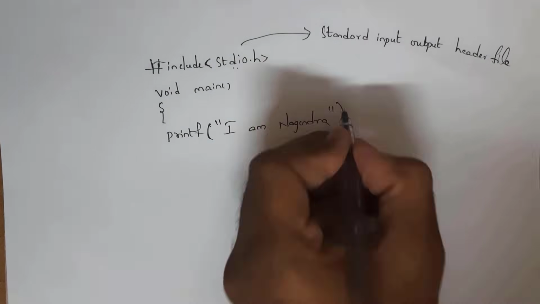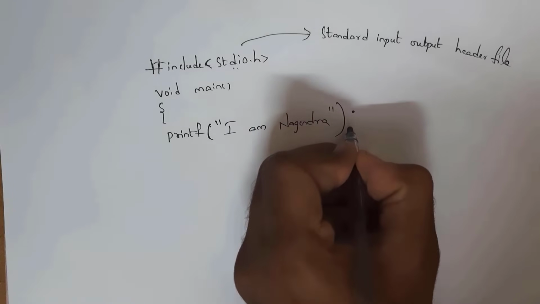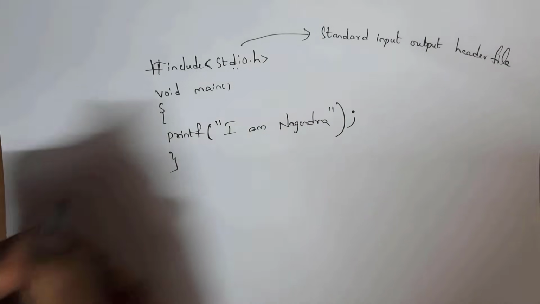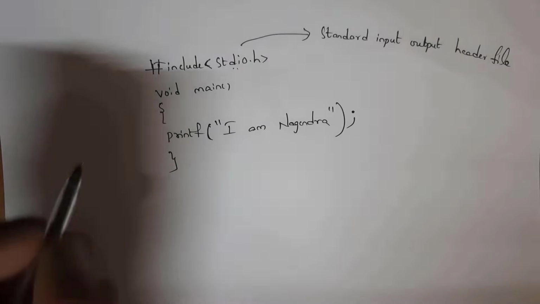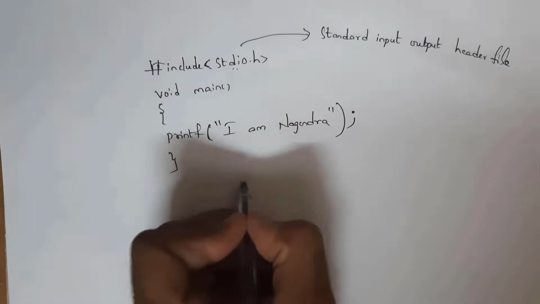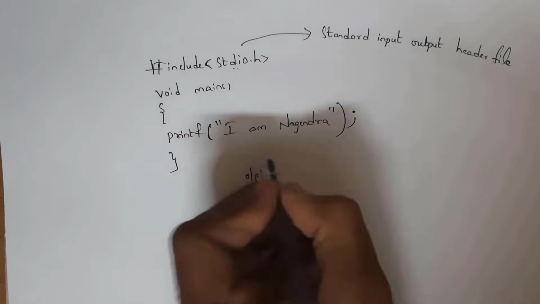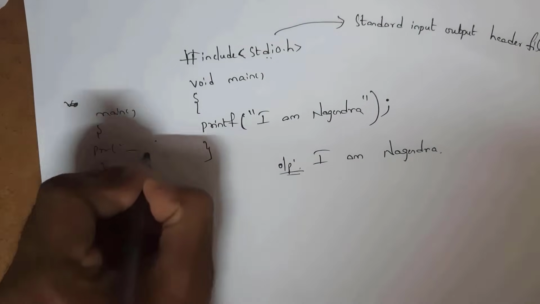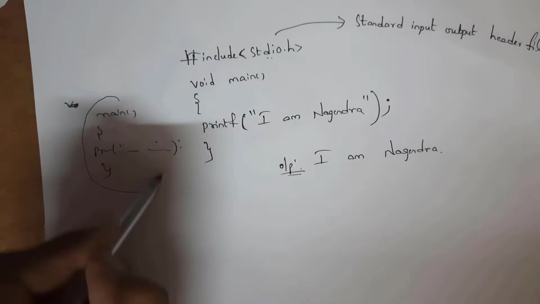Definitely you need to give semicolon, otherwise it will display error. So definitely you need to give semicolon and close curly bracket. Whenever you execute this program, you will get output as I am Nagendra. Some students will directly write like this, main printf, and they will write some text. But in exam you should not write like this.